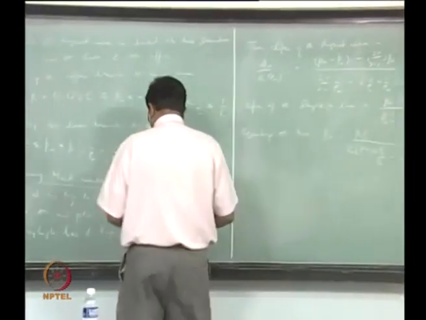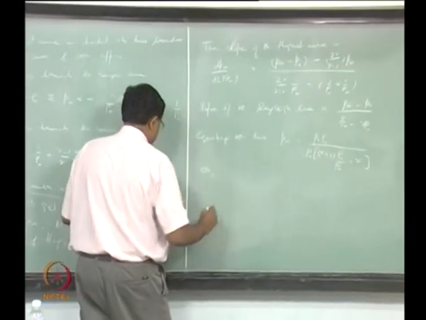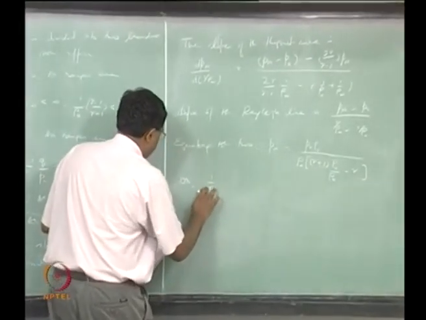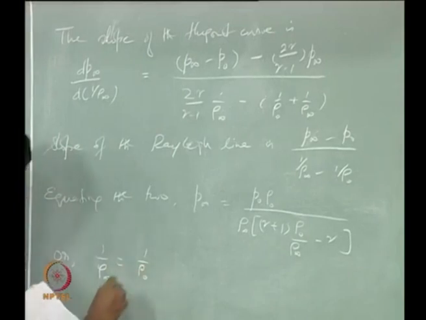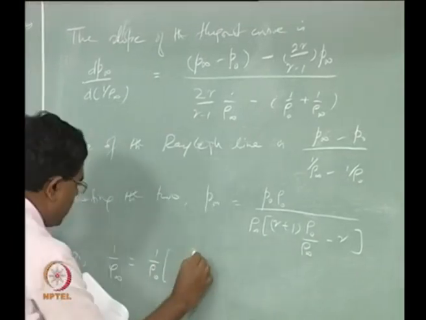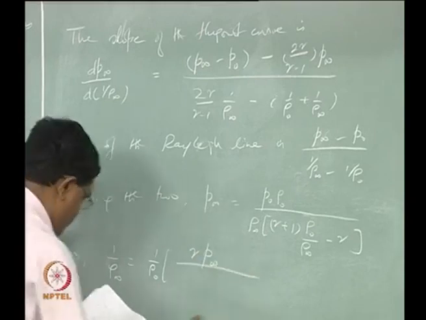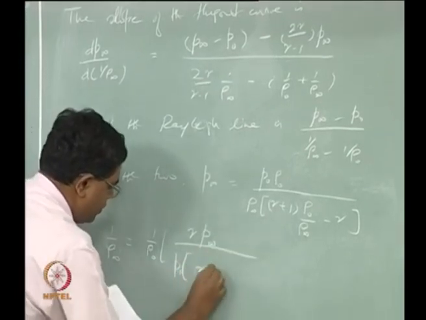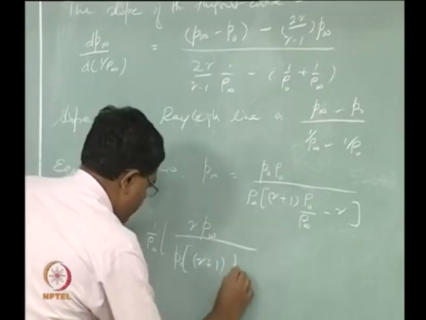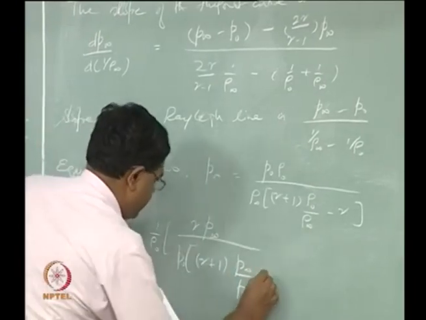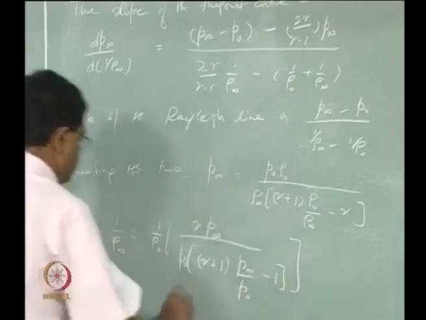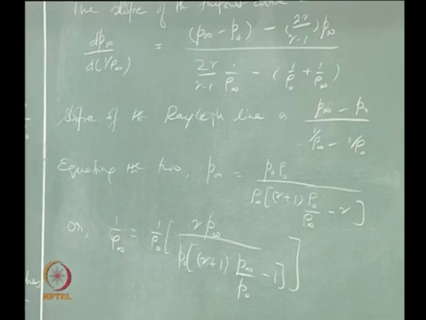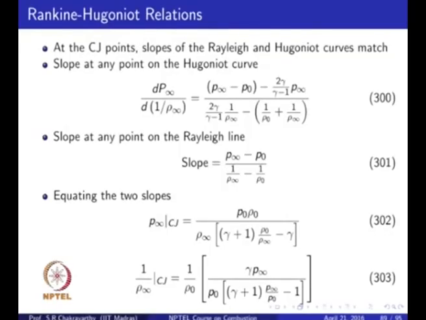So 1/rho_infinity equals 1/rho_naught times gamma P_infinity divided by P_naught, over (gamma plus 1) P_infinity divided by P_naught minus 1. Okay, so you can use either of these expressions. These are both at CJ points. Both these expressions are valid at CJ points.